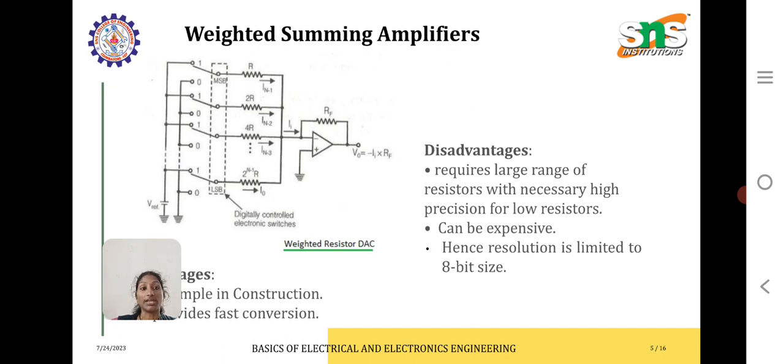The disadvantages are that it requires a large range of resistors and it can be expensive because we need n number of resistors, and it is of 8-bit size. So this is the main disadvantage of the weighted summing amplifier.